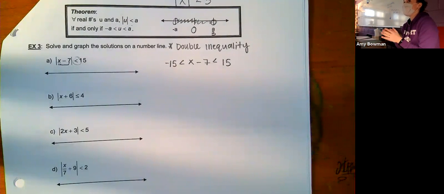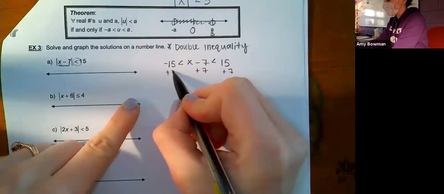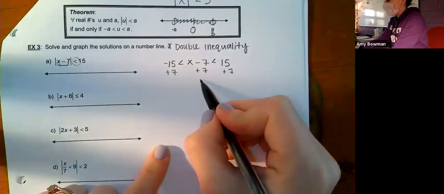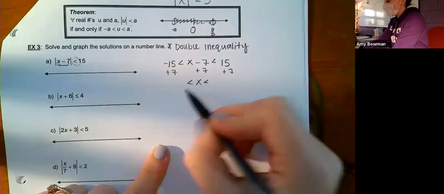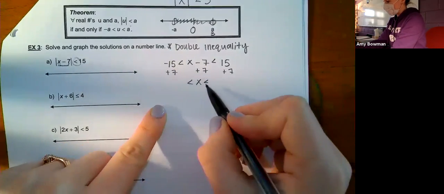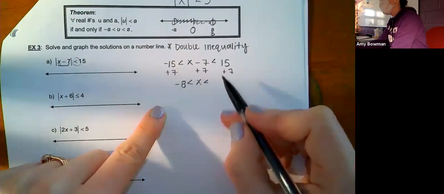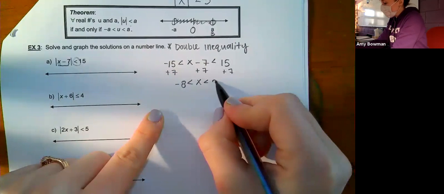And right now we have this solution for x minus 7. I just want my solution for x. Add 7 to all sides, or all parts. We're used to 2 sides of an equal sign, but with this, we want to get x by itself, so we add 7 to every piece of this double inequality. That leaves us with x by itself in the center, which is greater than negative 15 plus 7, so negative 8, and less than 15 plus 7, 22.